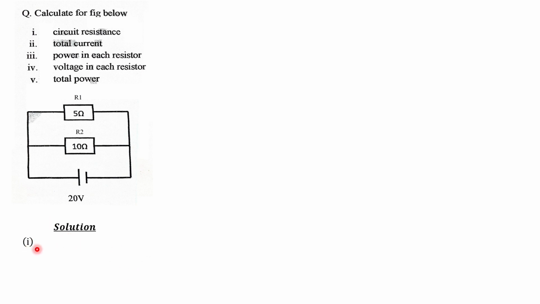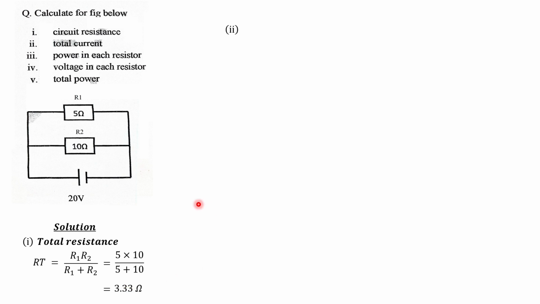Solution I: we have to calculate the total resistance, RT, or the equivalent resistance. We are going to use the formula R1 times R2 over R1 plus R2. We call it the product over sum. So this is equal to 5 times 10 over 5 plus 10, and that is going to be 3.33 ohms. So the equivalent resistance or the total resistance is equal to 3.33 ohms.